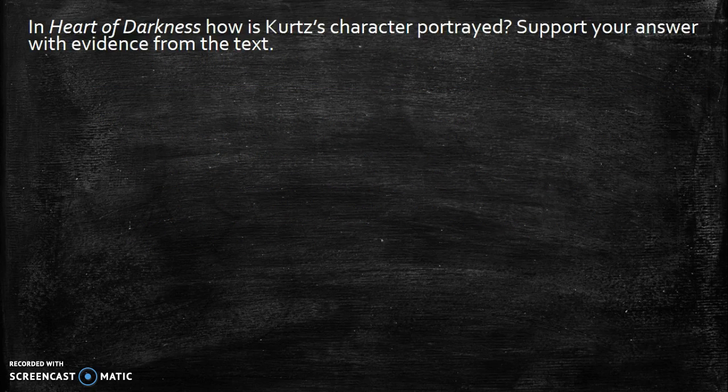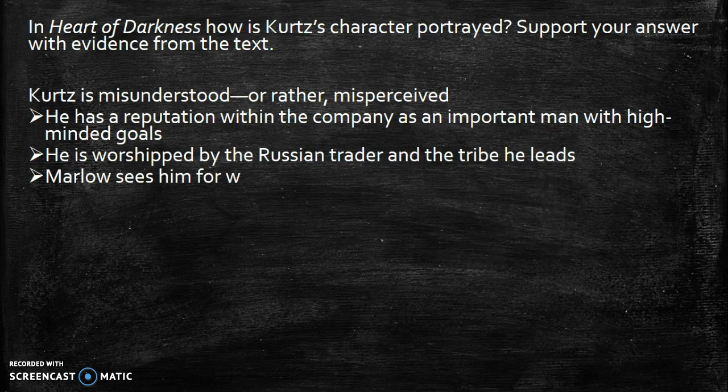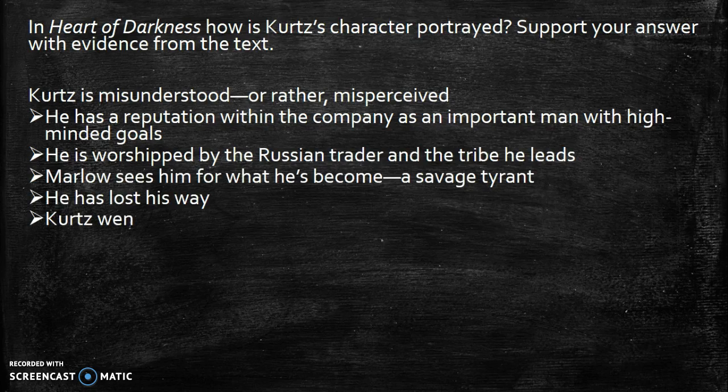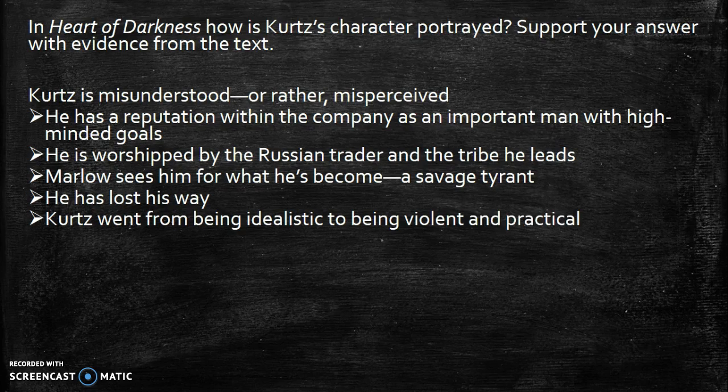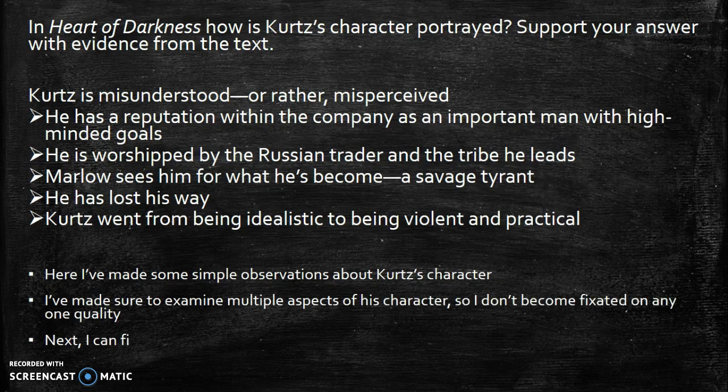I just want to take you quickly through how I might approach this prompt. Beneath it in the scratch paper, I might start with stuff like this, just jotting down some ideas about how Kurtz is misunderstood. He has a reputation within the company. He's worshipped by these people. Marlow and others see him for what he is. He's lost his way. He's gone from being idealistic to being violent and practical, that sort of thing. So here I've made some simple observations about Kurtz's character. I've made sure to examine multiple aspects of his character so I don't become fixated on any one quality.